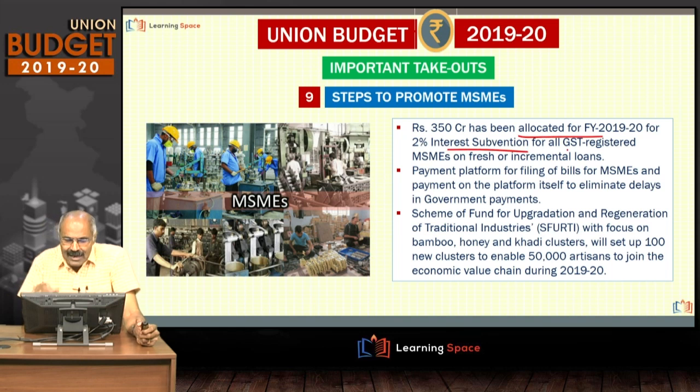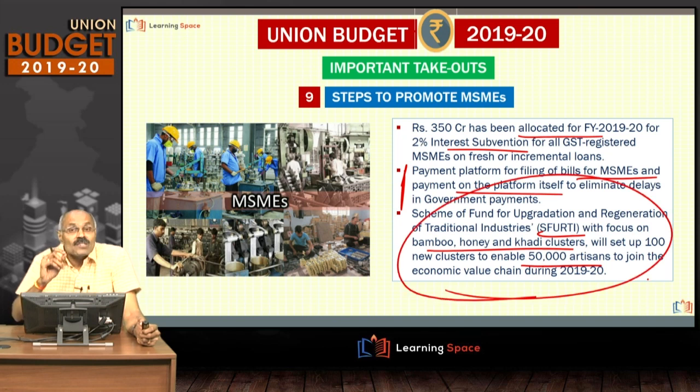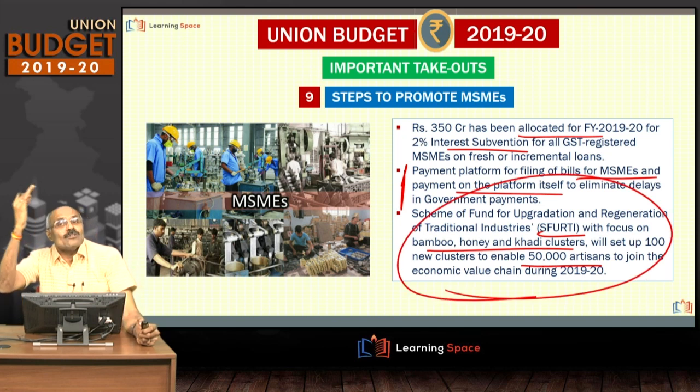Then steps to promote MSMEs. Rupees 350 crore is allocated for 2% interest subvention for MSMEs. Then most important aspect is payment platform for filing of bills for MSMEs. Friends, payment will be done on the platform itself so that you can track delays in payment. Then one more thing is this is Spurti. This will focus on bamboo, honey and khadi clusters, so that new clusters to bring 50,000 artisans into the economic value chain. That means for the products which they are making to create value addition.